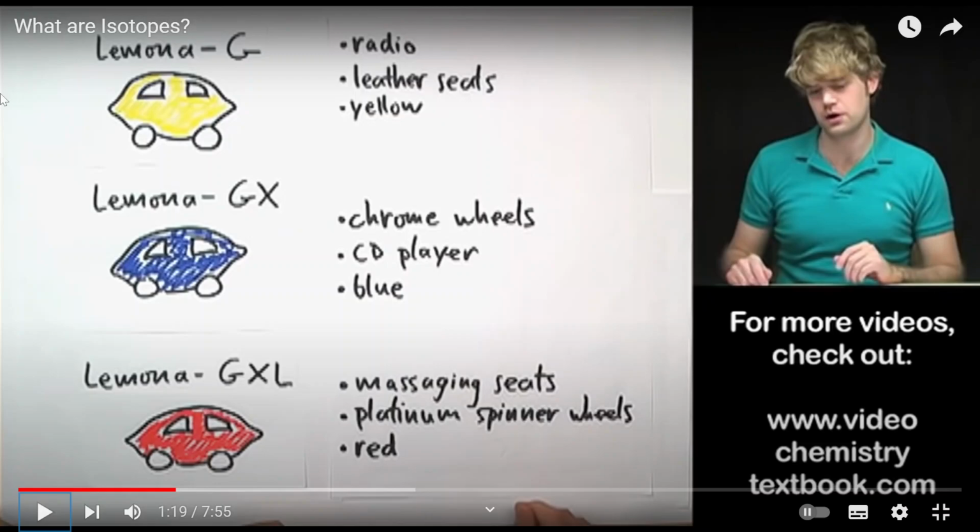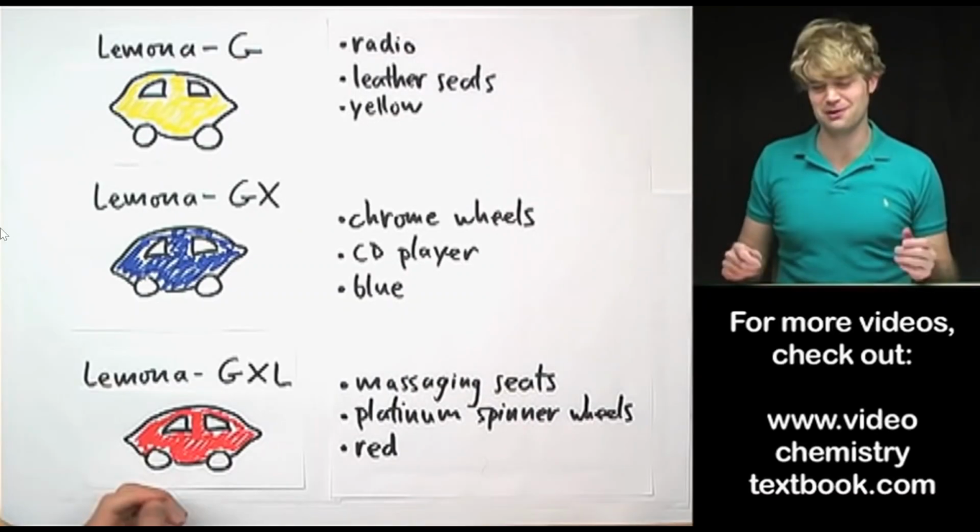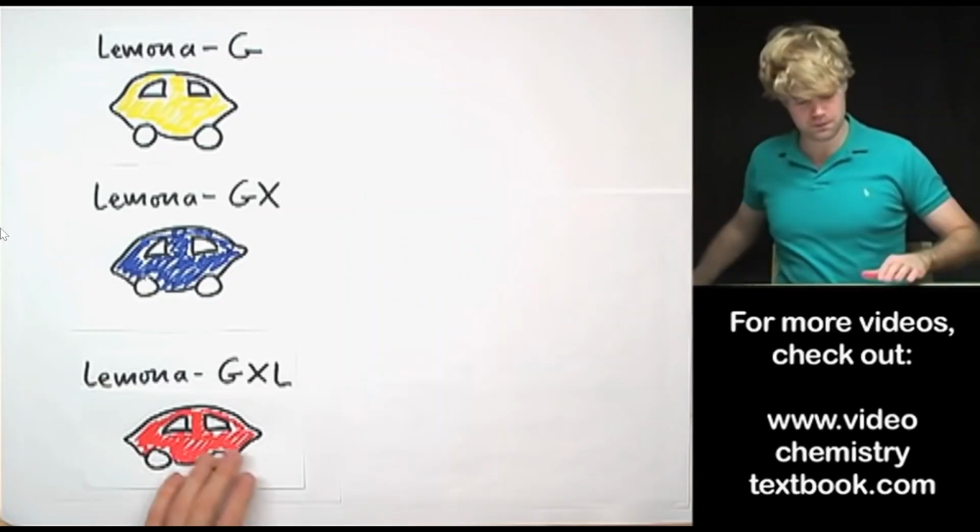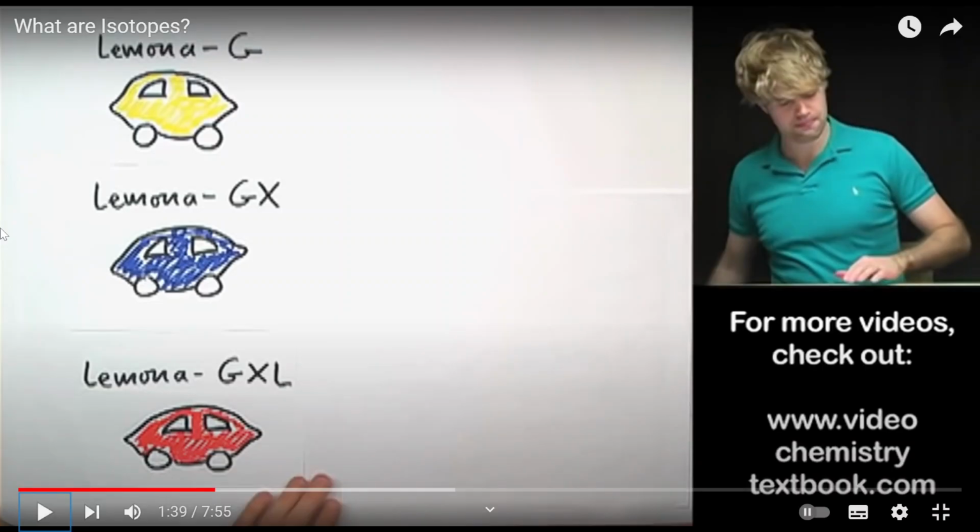So it doesn't matter what color it is, and it doesn't matter the various options that you get in these models, the GX or the GXL. What matters is that they all have this particular shape. That's what makes a Lamona a Lamona. So we have these 3 different models. And if you don't know why it's called a Lamona, a car that doesn't work very well is often called a lemon. Okay, so that's where the Lamona comes from.